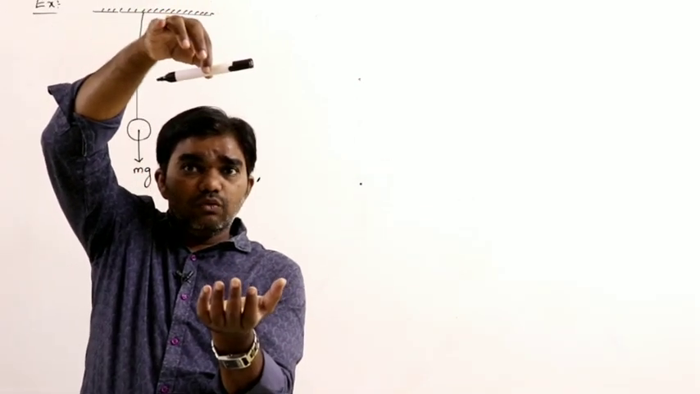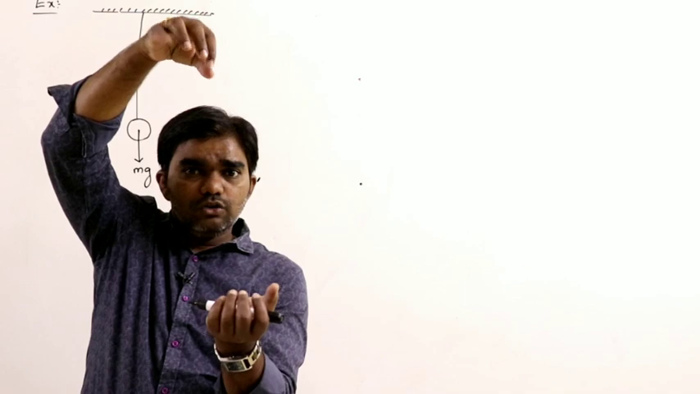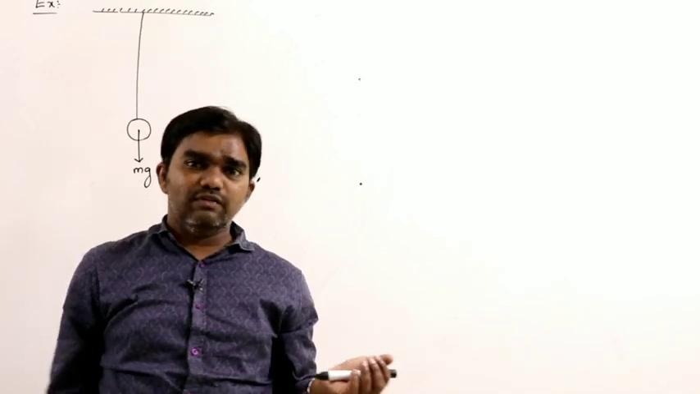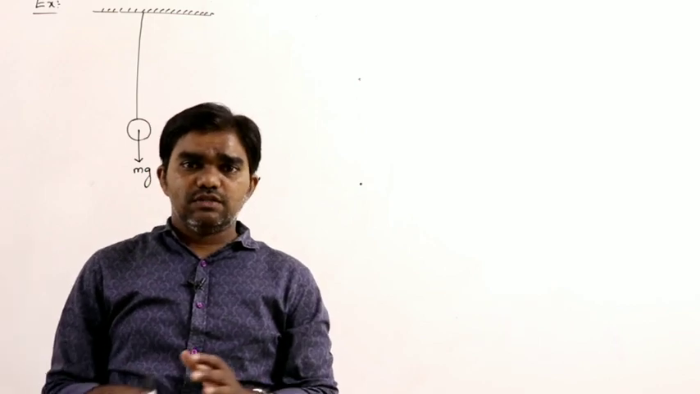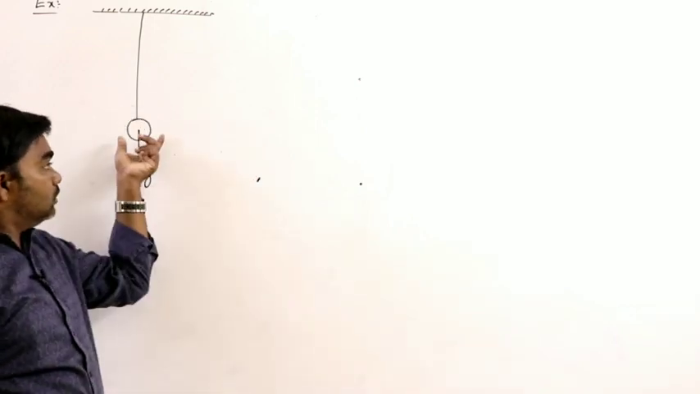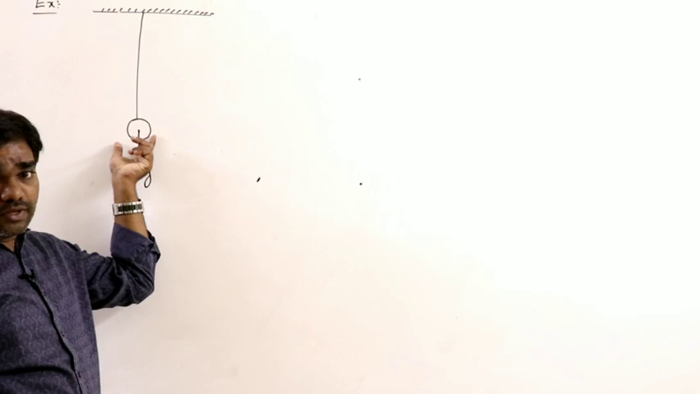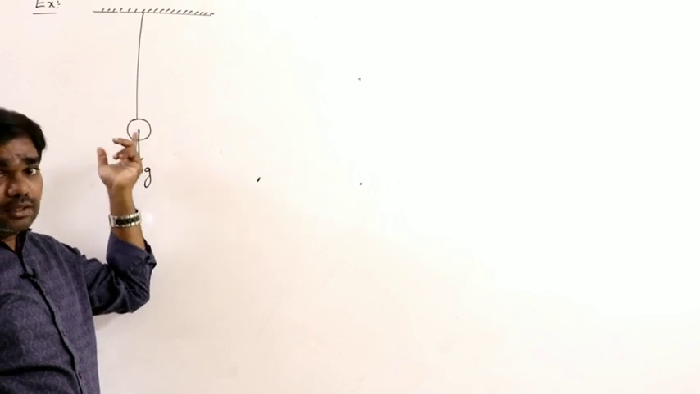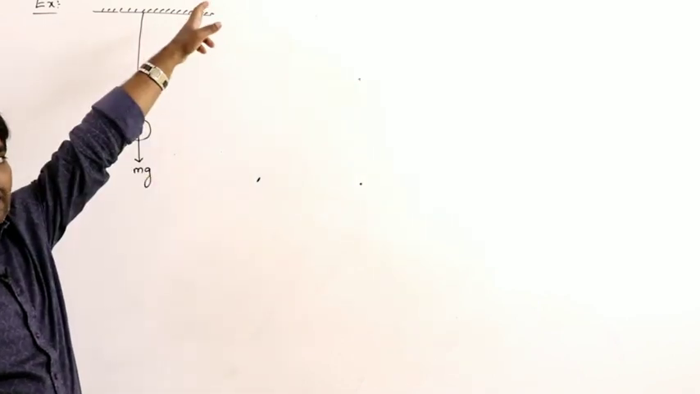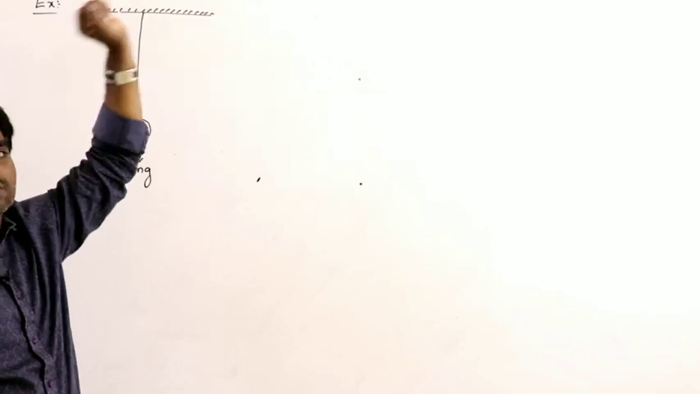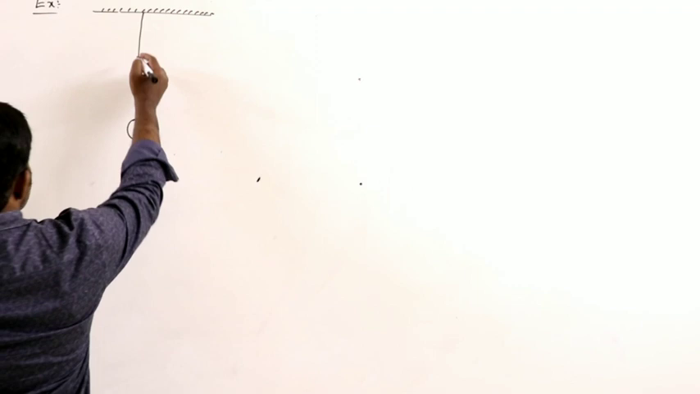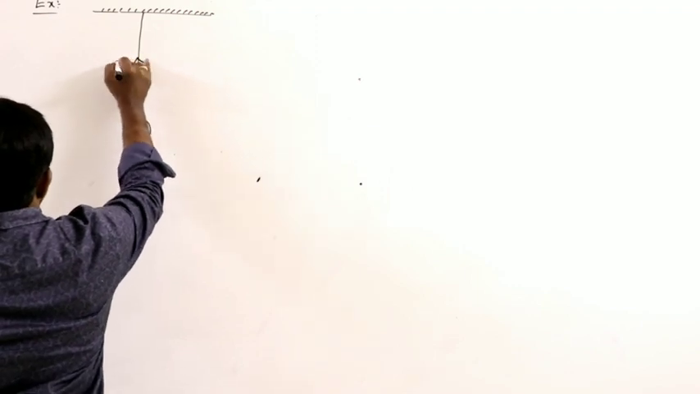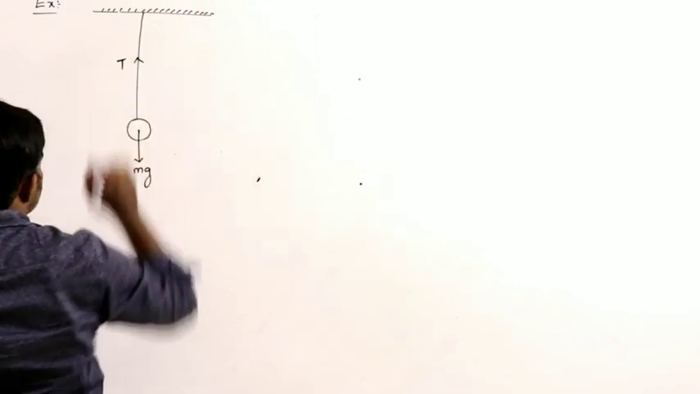Generally, let us say this is the weight. Due to the weight mg, the body always moves downwards. But here the body does not move downwards. It stays at this position only. That means an equal and opposite force is acting upwards. What is that force? The tensional force in the string.